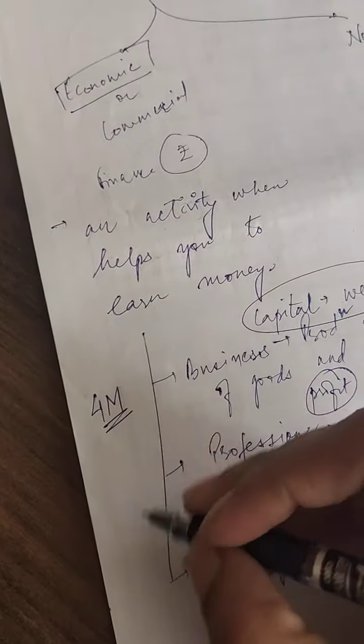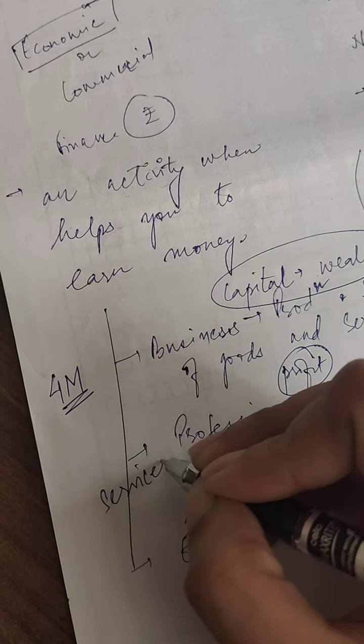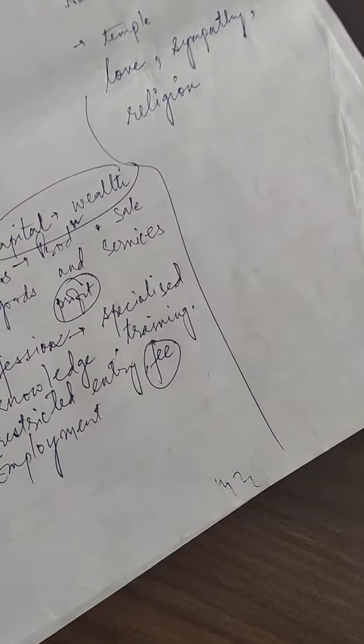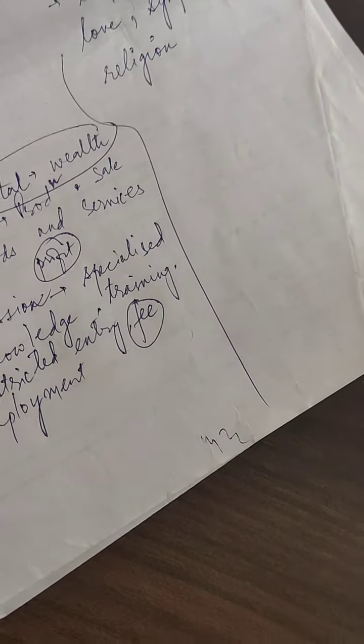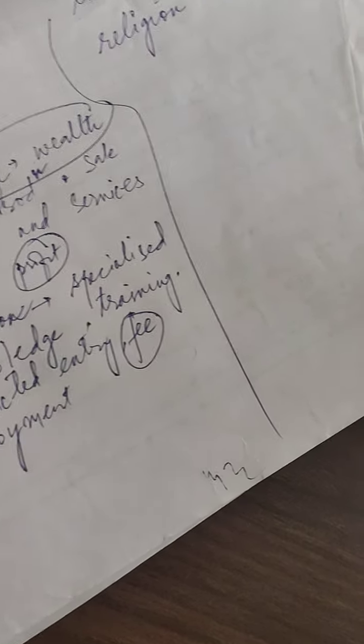Now here you can see profession will not deal in goods. It is always for the services. And here the profit is not attained, or the monetary form which is attained is not profit. It is called fee, right?